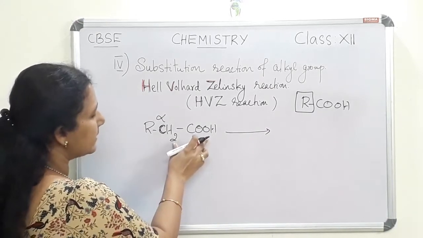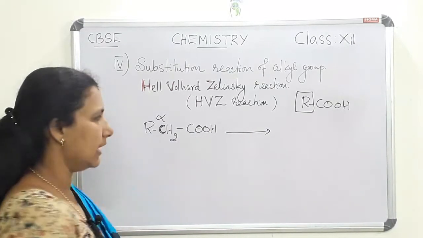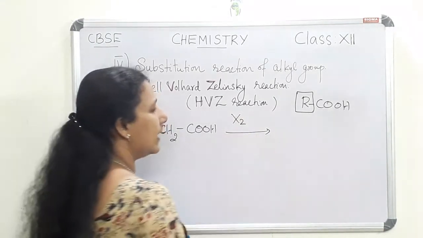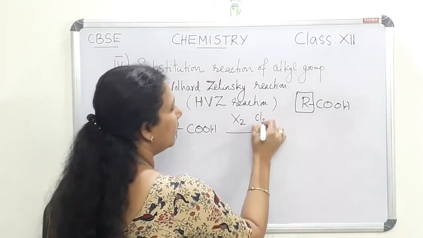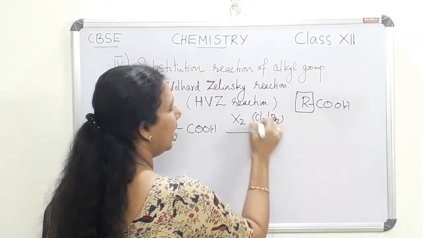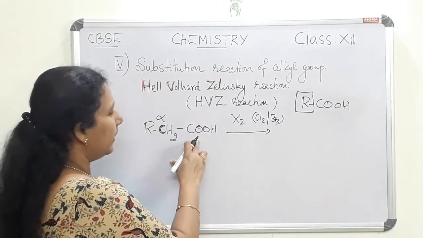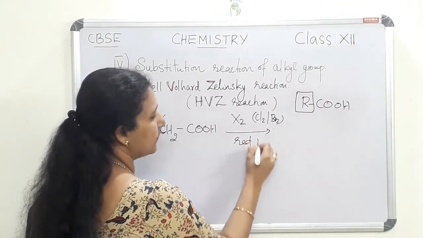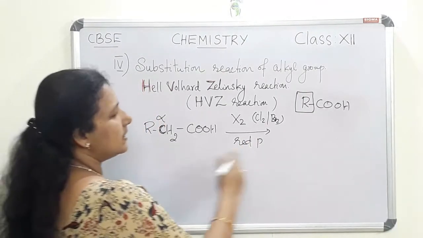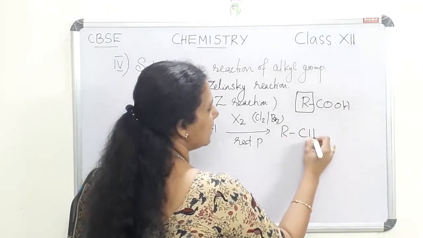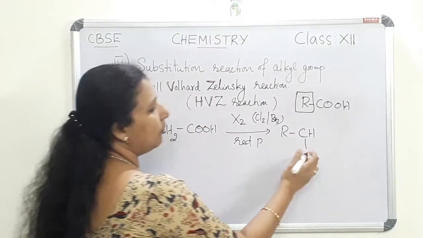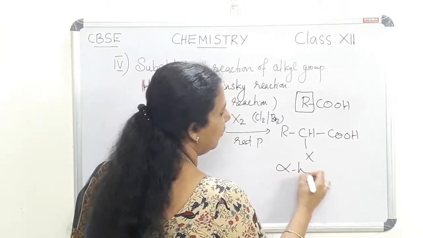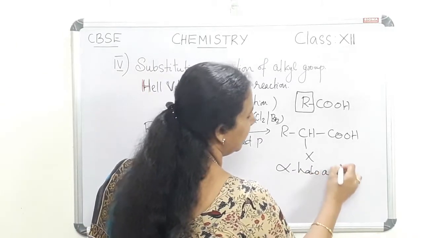So a carboxylic acid having an alpha hydrogen atom is halogenated. If it is halogenated, we can write it as X2. It can be chlorine or bromine; any halogen can be used. So if a carboxylic acid is treated with a halogen in presence of red phosphorus, the alpha part is halogenated by the replacement of one hydrogen atom, and we will be getting an alpha halo acid. An alpha halo acid.